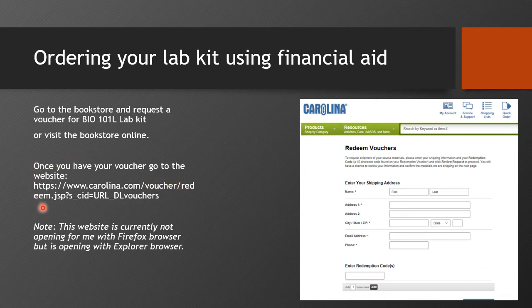You have to go to this website. You can't go to the website mentioned in the previous screen to use your voucher, but you'll go to this website here and enter in all of your information, enter in your voucher code from the bookstore, and then you should be ready to go through the ordering process for your kit. And again, if this website doesn't open for you in one of your browsers, you might try using a different browser.